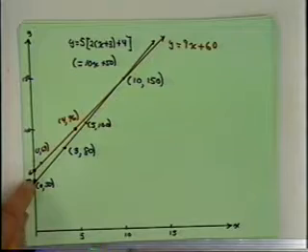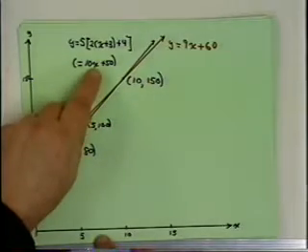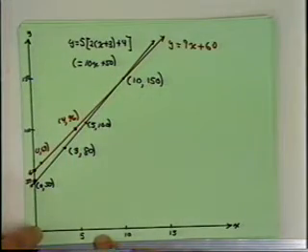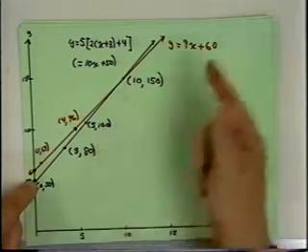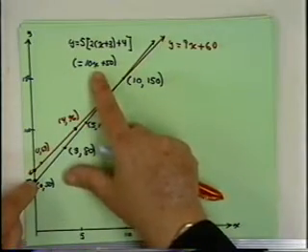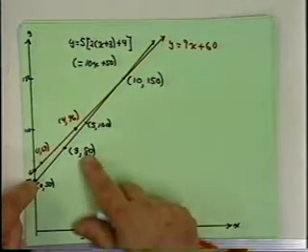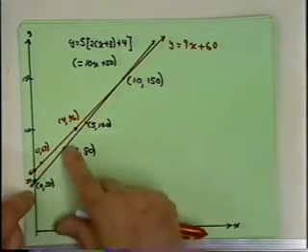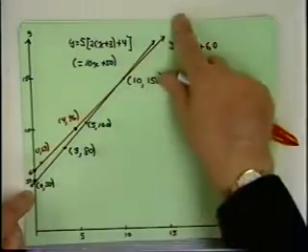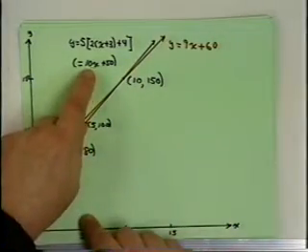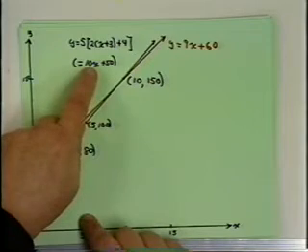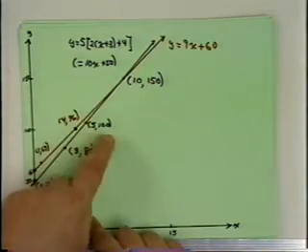But basically, what do I know over here? I know that when x is 0, y is 50. I also know what? I can just pick a number at random. When x is 3, y will be 80. So I can plot this point, and 2 points determine a straight line. But to play it safe, I also know that when x is 5, 10 times 5 is 50, plus 50 is 100.